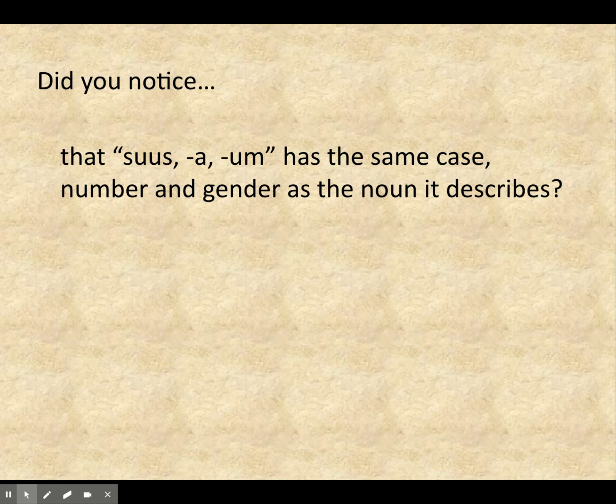First off, hopefully we notice that suus has the same case, the same number, the same gender as the noun it describes. It agreed with the noun, it rhymed with the noun, therefore it's an adjective, a possessive adjective. So you always know what's being possessed with suus because it'll agree. It tells you, baculum suum. Oh, the baculum is being owned here.